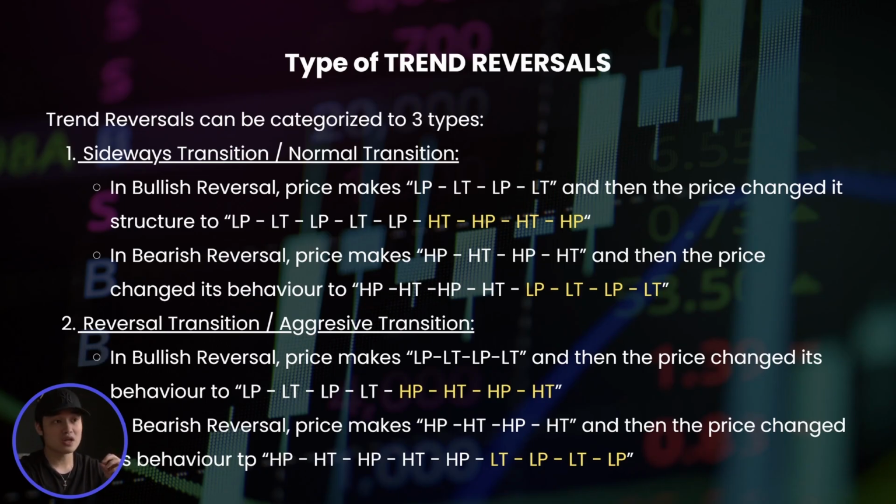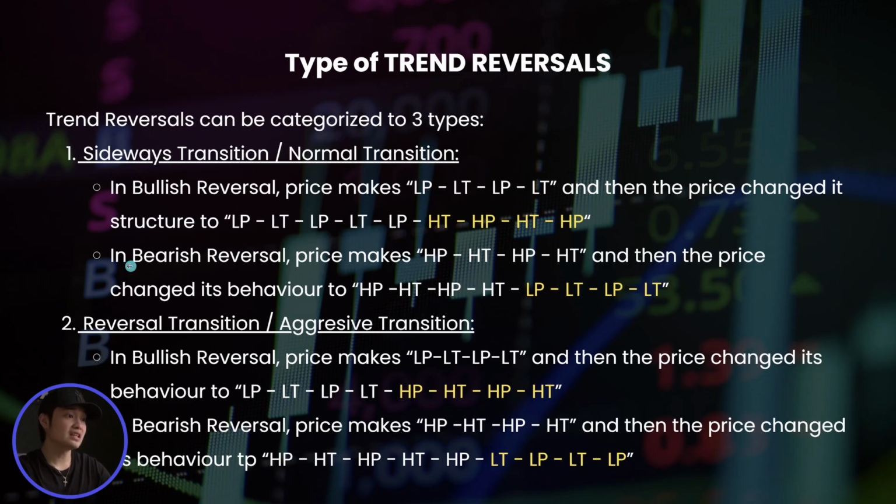The sideways transition, or the normal transition. On the bullish reversal, price makes lower peak, lower trough, lower peak, and lower trough. And then when the price changes its structure, it's going to be like this: lower peak, lower trough, lower peak, lower trough, lower peak, and then the price fails to create another lower trough, but instead the price makes the higher peak, the higher trough, and then of course higher peak, higher trough, and the higher peak on here is the bullish trend transition confirmation.